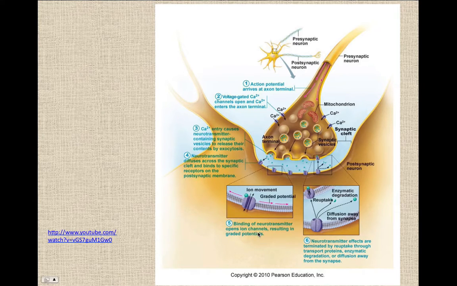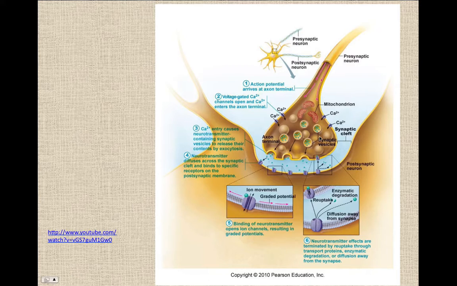So you can either create an action potential or shut down an action potential. It's essentially what we're talking about. So the neurotransmitter effects are terminated by reuptake through transport proteins, enzymatic degradation, or diffusion away from the synapse. So you can take this neurotransmitter and it can either be broken down, you can take it back into the neuron for use later on, okay, when you have another action potential, or it can diffuse away from the synapse.